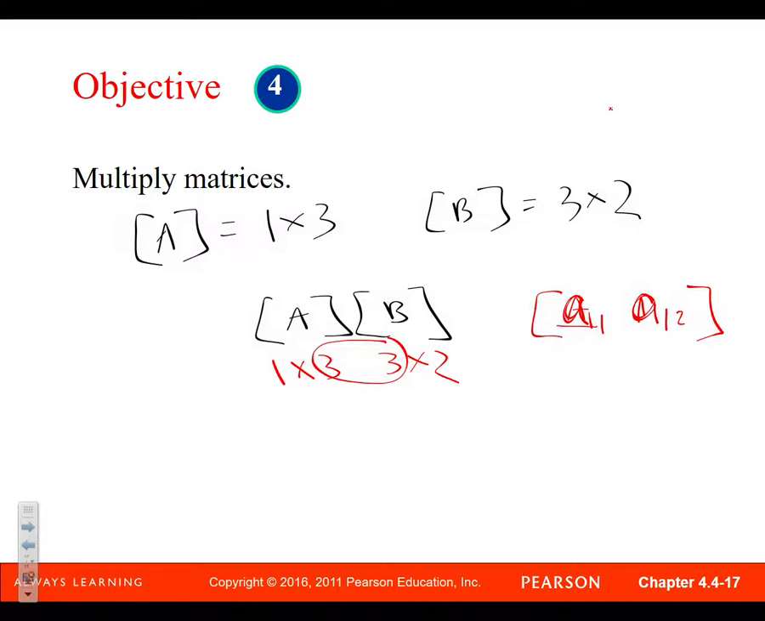Alright, let's do it. When we're multiplying them together, if the middles are the same, if the two on the inside are the same, then you're going to get the dimensions of the two outside.